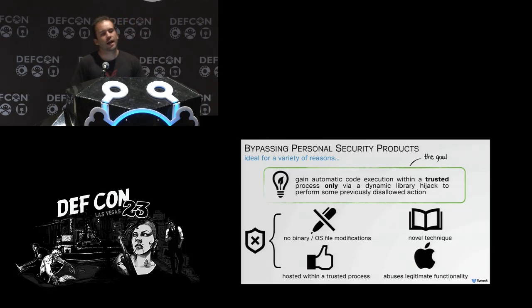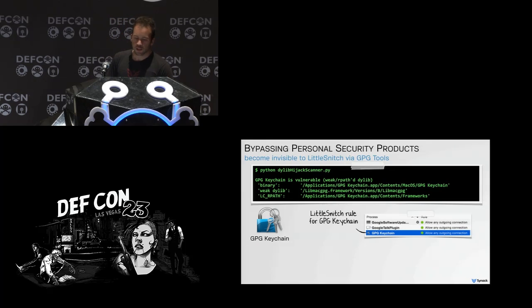Another use of dylib hijacking is to bypass security products. Again, the goal here is we want to do something that normally would be blocked or disallowed. There are a lot of ways to maybe individually attack personal security products, but dylib hijacking provides a nice generic way to bypass pretty much all of them. So let's talk specifically about Little Snitch. Little Snitch is the de facto firewall for OS X. I run it on my box, and what it does is anytime there's a new outgoing untrusted connection, it pops up and says, hey, do you want to trust this connection from process XYZ?